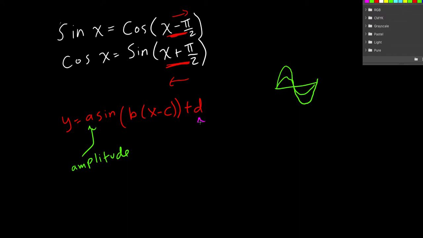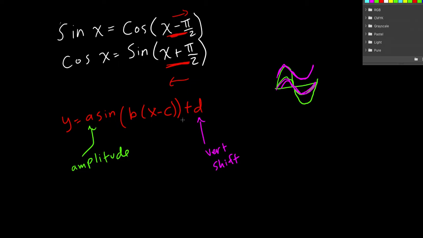Okay, let's talk about this D. That's just going to be a vertical shift. Okay, your book calls it a vertical translation. Same idea. So if this was our original, and then we shifted it, or added 2 to it, it's going to stay the same size, but it's just going to shift up 2, like that. It's just going to move up.